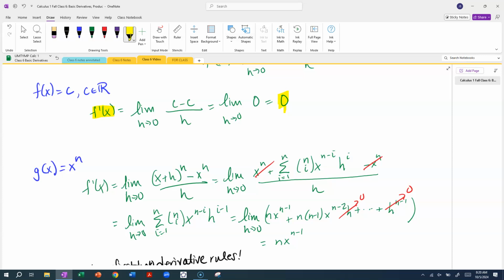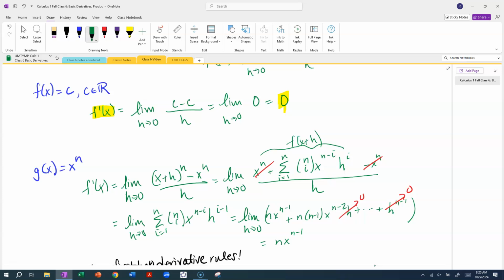And then, just to be clear, this right here is your f of x plus h. And then we have minus f of x, which is x to the n. The x to the n's would cancel. We divide it all by h. That should be an h, not an n. And then we get this nice little compact expression.